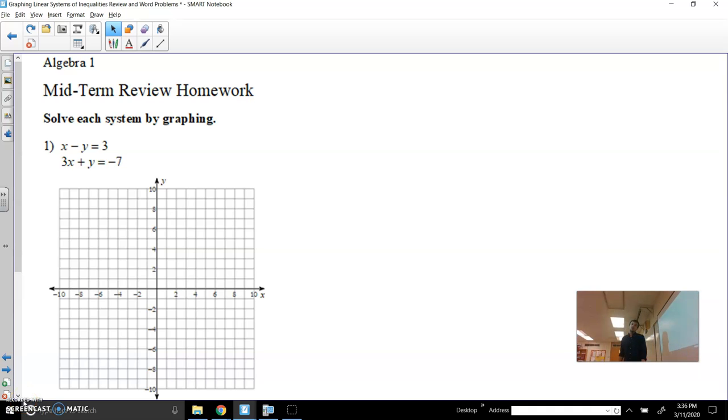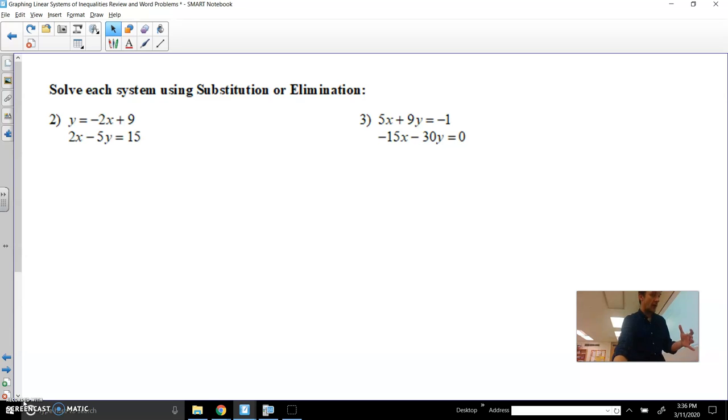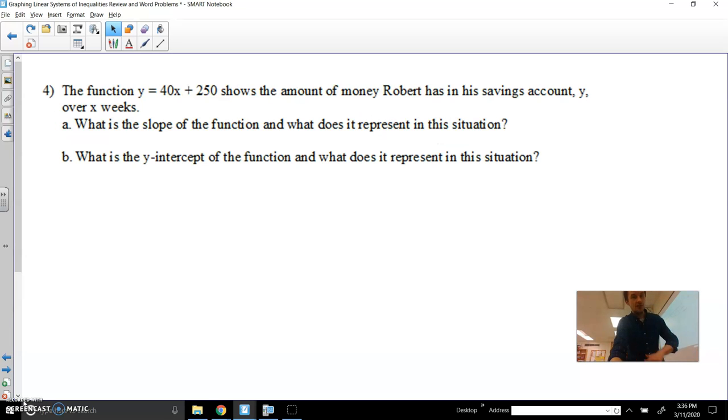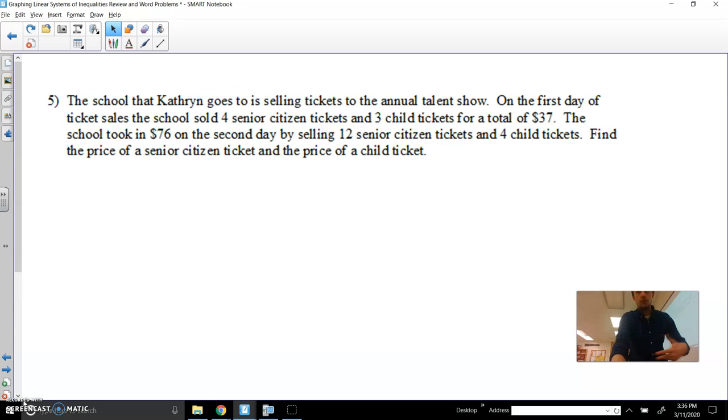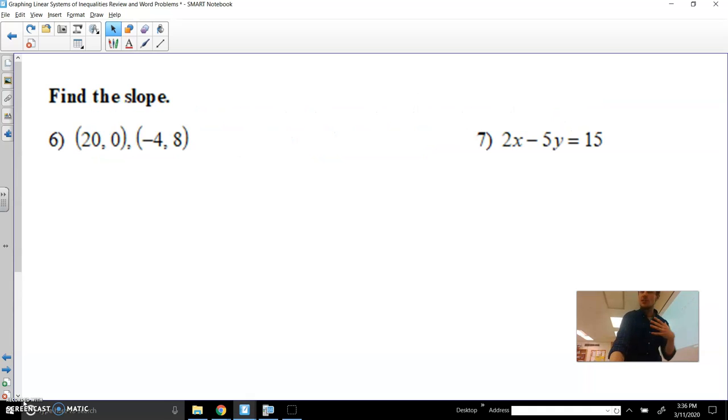Hey, Algebra 1, we're getting ready for a module test over lines. So I gave a little homework assignment here that's going to cover some of the stuff we've been talking about. Talking a lot about graphing lines for sure, whether they're equations, or maybe we're solving those equations using substitution or elimination. Maybe we're talking about word problems. Maybe we're doing a slope, whether it's given 2 points, or maybe we're given an equation. We're trying to see what the rate of change is of that line.